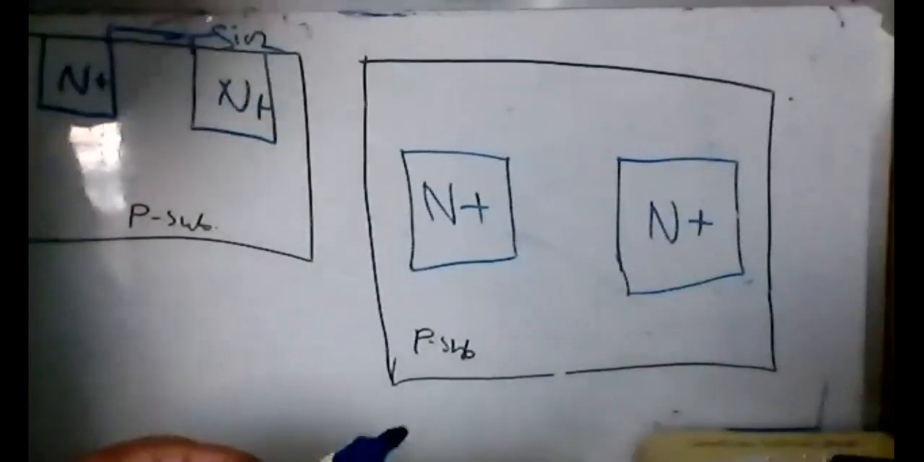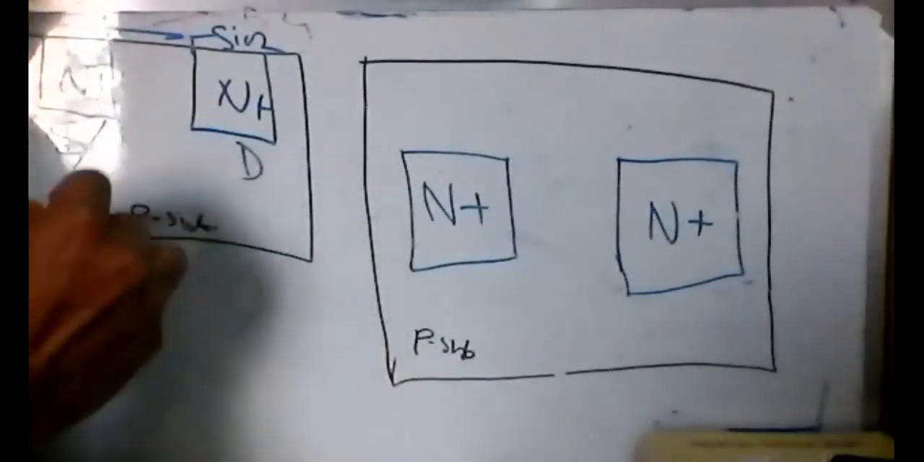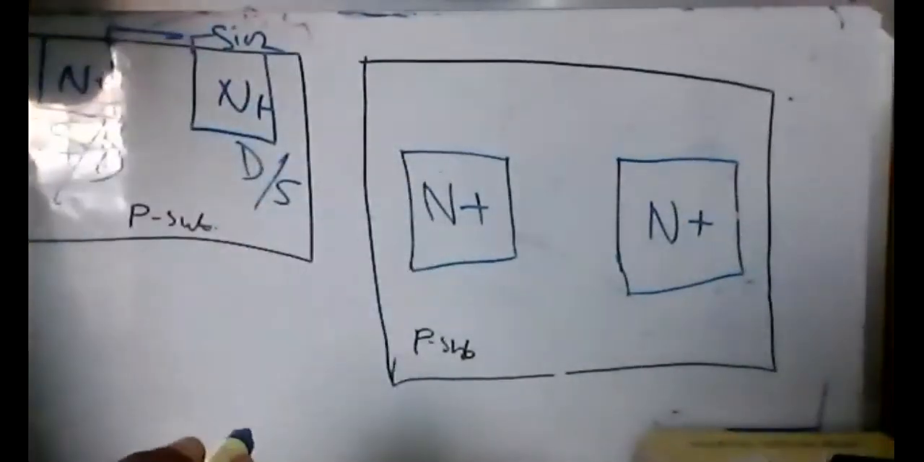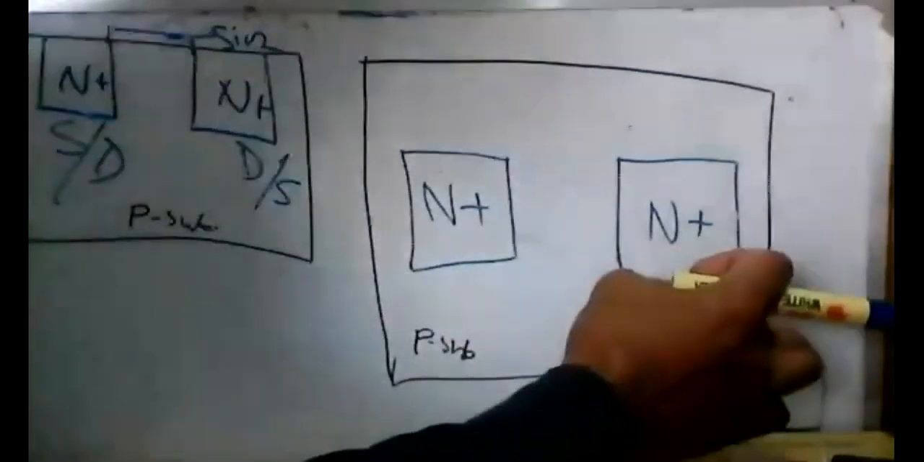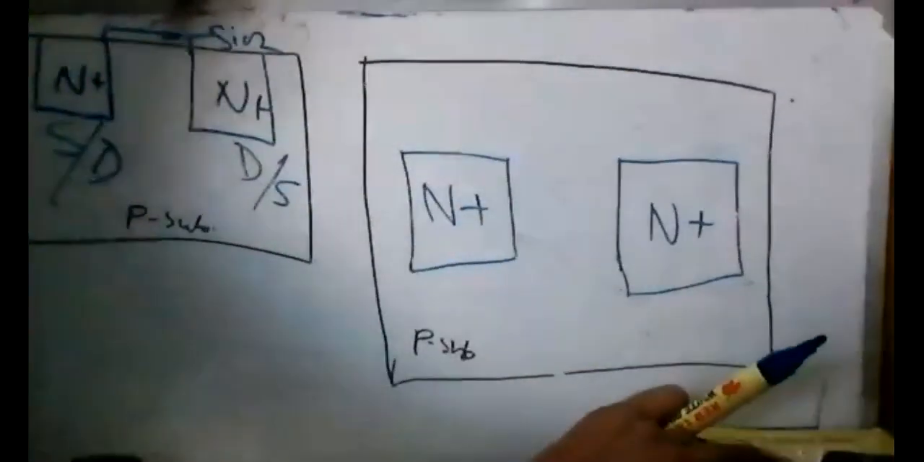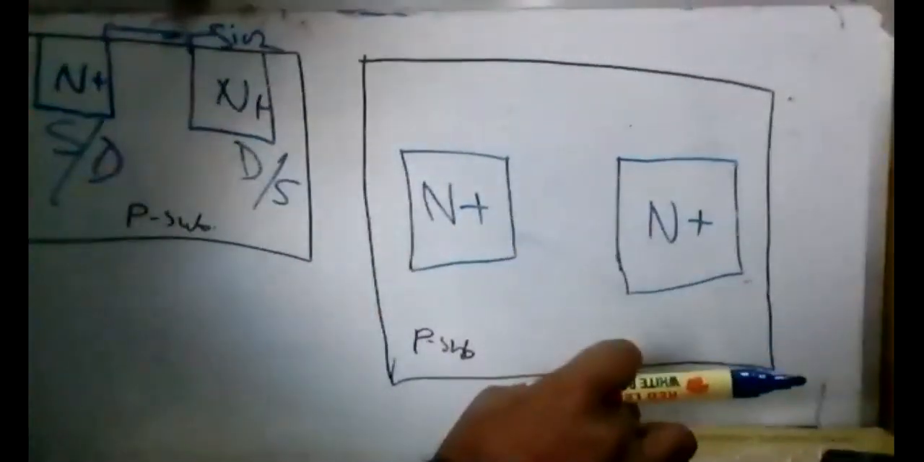And last class we have seen source and drain. This is a source and this is a drain, or you can say this is drain, this is source. It doesn't matter because both are the same, and both are symmetric. Though this one looks bigger, they both are the same size and same concentration. So this will be considered as a source and drain.